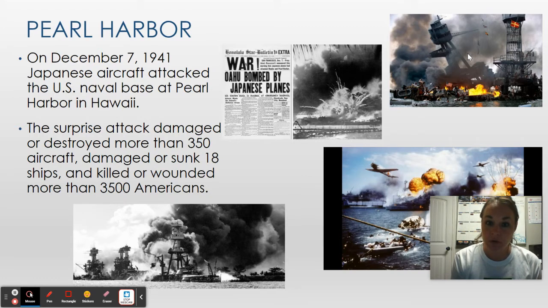They're going to, of course, in this surprise attack, destroy 350 airplanes. They're going to damage or sink 18 ships, and then kill or wound more than 3,500 Americans. So when this happens, of course, the people of the United States no longer are willing to be pacifists, and they're not willing to be neutral anymore. That is one thing about Americans. When you mess with us, we will come together, and we demand revenge and retribution.